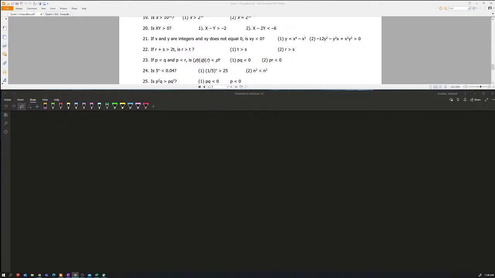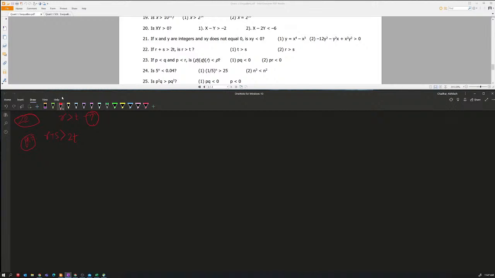We'll be starting with the live stream of our next question, which is question number 22. First, let's write the given. The given is r plus s is greater than 2t. Then the question is: is r greater than t? That's the whole question, right?